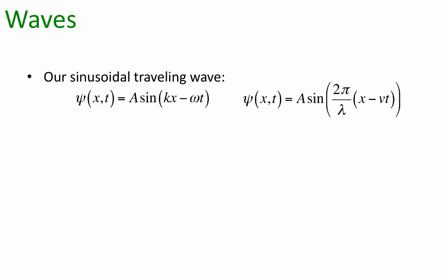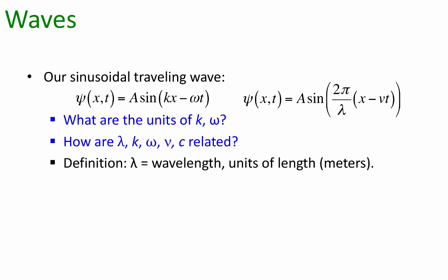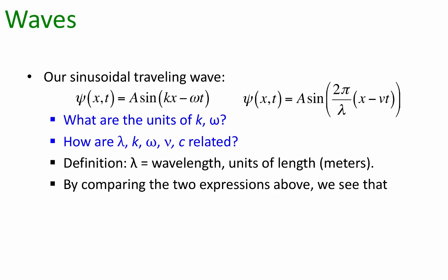All right, so we're going to move along here. We'll look at more of the variables that have to do with waves. There's our sinusoidal traveling wave. And let's remember that lambda is the wavelength, units of length. Okay, let's figure out what k is first. Look at the two expressions above. We've got sine of kx minus omega t here, and then we have sine of 2 pi over lambda times x minus vt. That tells us that this variable we're calling k must be equal to 2 pi over lambda.